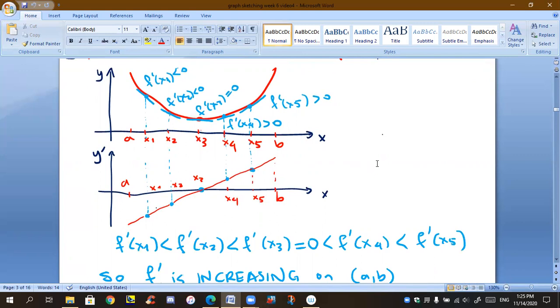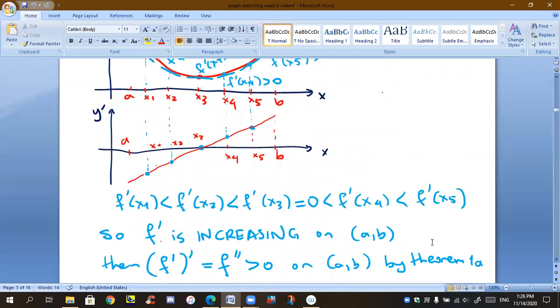And then look at the tangent line slopes at x4 and x5. At x4, the tangent line slope is positive, but at x5, the tangent line must be more positive, bigger than the tangent line slope at x4. So we can compare the slopes of tangent lines at x4 and x5, which are f prime of x4 and f prime of x5. So what is happening here? When we increase the x values, x1 increases to x2, then to x3, then to x4, then to x5, well, f prime values also increase.